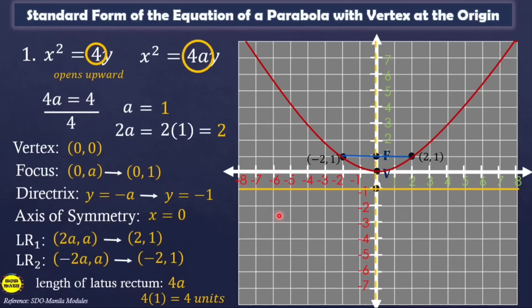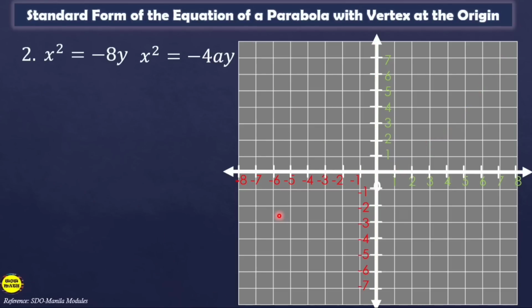Okay, another example. x squared is equal to negative 8y. So, dito, kagaya ng example number 1, y din yung hindi naka-raise sa 2. And then, positive yung kanina. This time, negative naman yung sign dito.